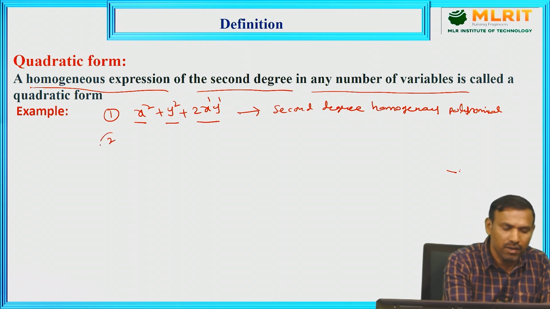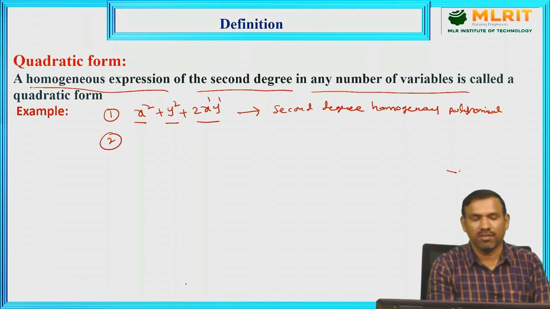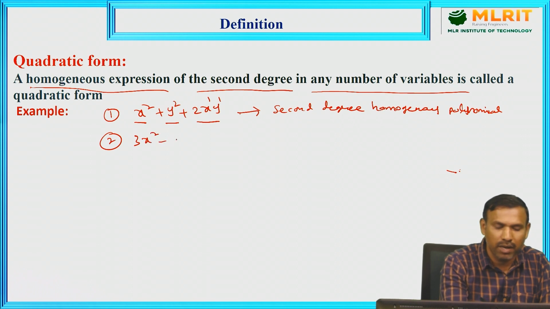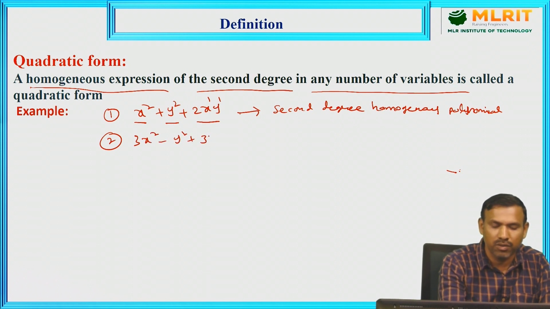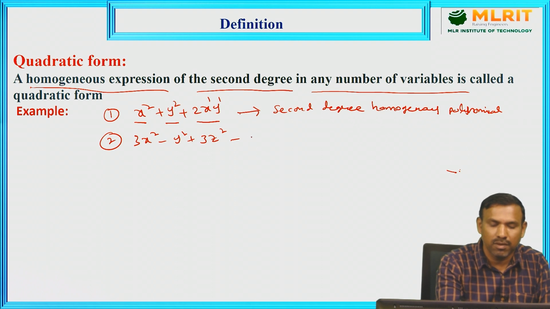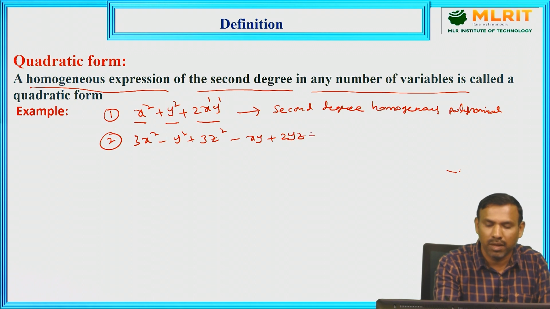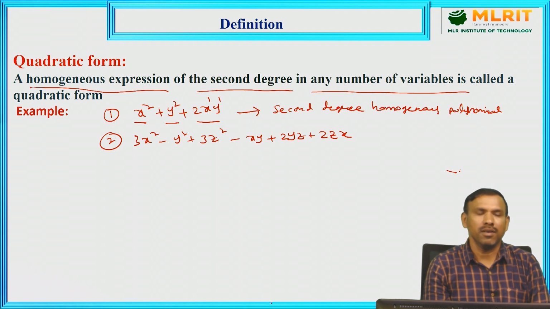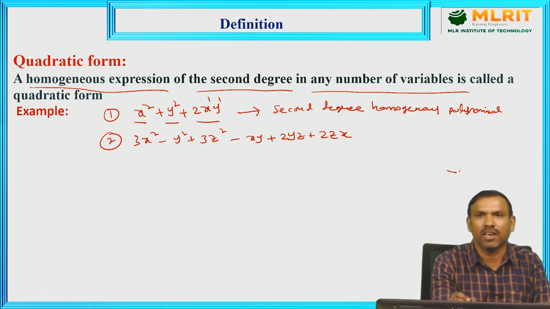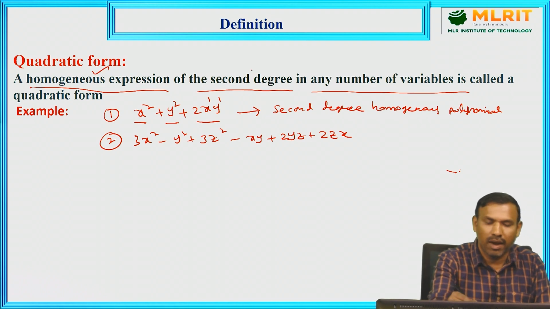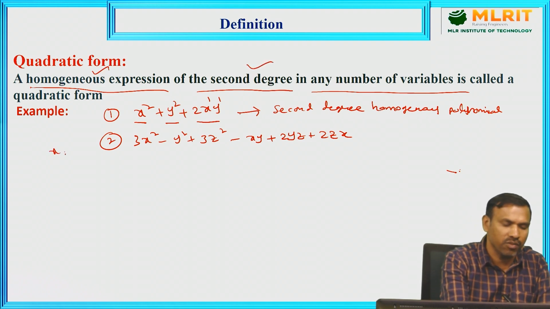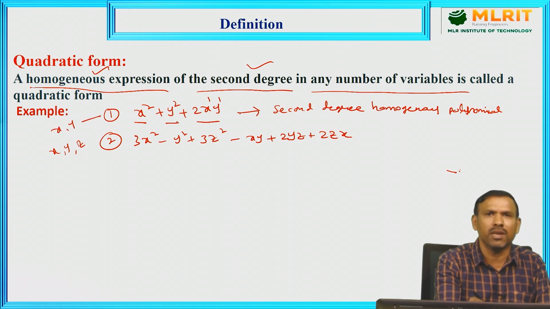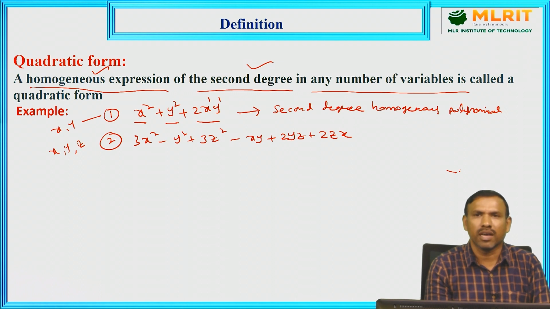Let us take 3 variables, x, y, z. Let us say 3x square minus y square plus 3z square minus xy plus 2yz plus 2zx. It is a homogeneous, second degree polynomial; these two conditions, homogeneous and second degree, but in 3 variables, x, y, z, whereas earlier only x and y. In 2 variables, 3 variables, 4 variables and n variables also we can write the quadratic form.